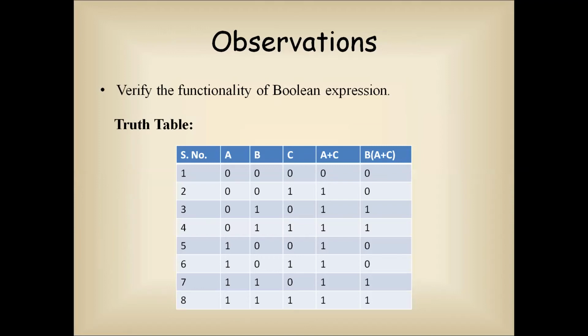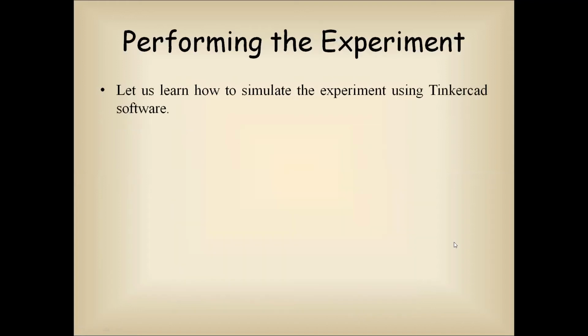Here basically you need to verify the functionality of the Boolean expression. The main criterion for me here is that I need to verify this particular column. For different combinations of A, B, C, that means if A, B, C are 0, 0, 0, my output should be 0. This is what I need to verify. That is what we need to do while simulating the experiment. Now let us see how to perform the experiment using Tinkercad.